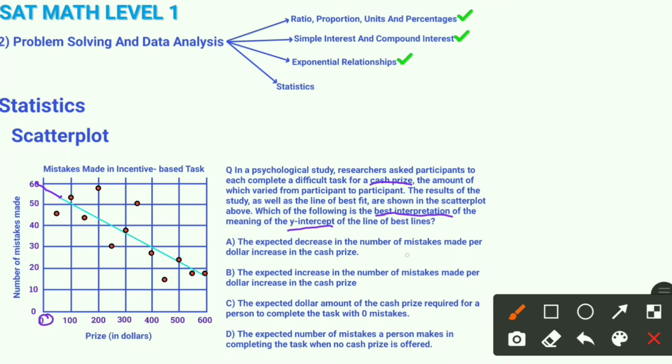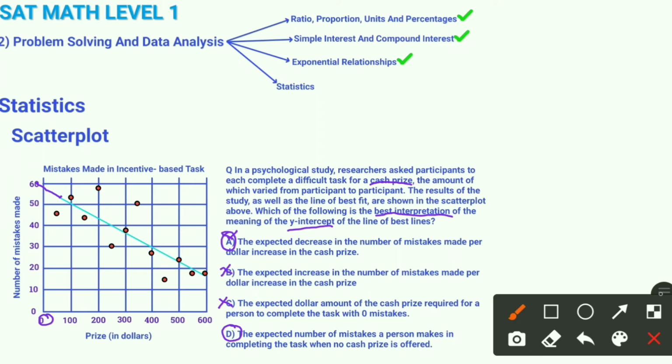The expected decrease in the number of mistakes made per dollar increase in cash prize? No. The expected increase in the number of mistakes made? No. The expected dollar amount of the cash prize required for a person to complete the task with 0 mistakes? No. The expected number of mistakes a person makes in completing the task when no cash prize is offered? Yes.